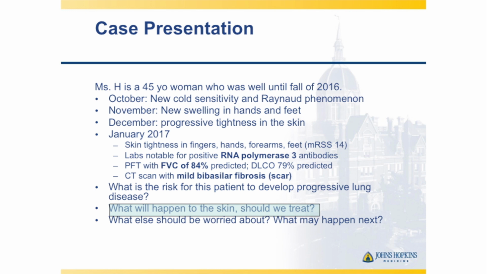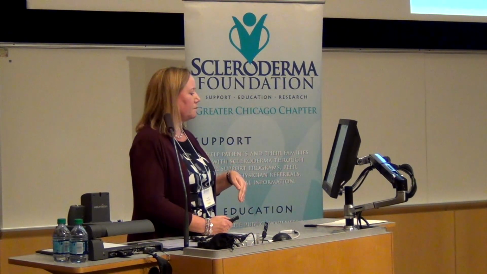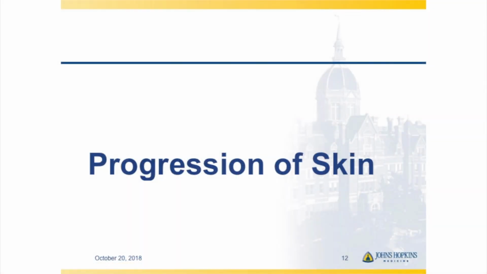So when we see a patient for the first time, as a clinician, we say, okay, do I have to worry about this patient developing progressive lung fibrosis? What's going to happen to the skin? Should I offer treatment right now? Is it reasonable to observe? And then what else should we be worried about and what might happen next? So I'm going to start with what might happen to the skin and should we treat, and use it to talk about what we know about this.